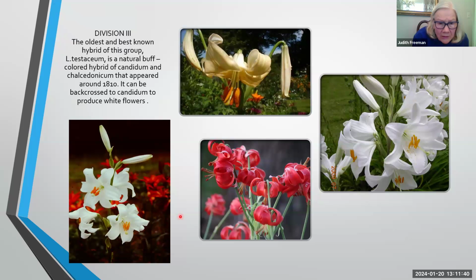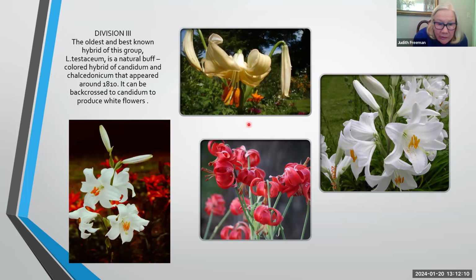If you look at Candidum on the right, crossed with this beautiful red, chalcedonicum, which is extremely difficult to grow too. I've never been able to keep it. But this you see all the time when you cross the white with a red in certain groups, and you get a muting, a dilution of the color, and that's what testaceum is. It looks buff colored, but if you pressed that and made paper chromatograms, you would see it's the same pigment.